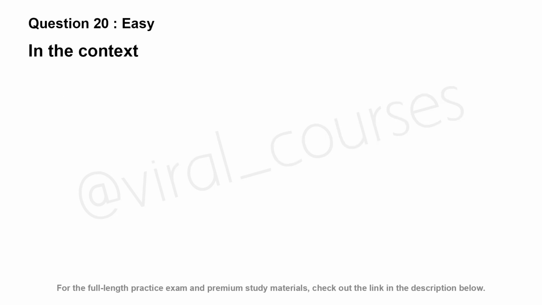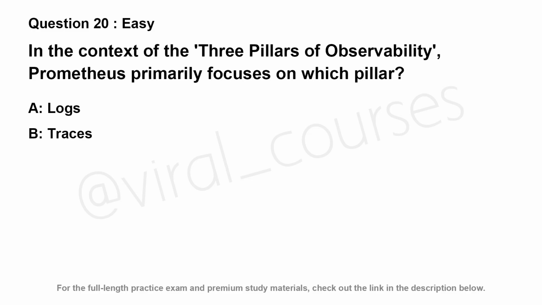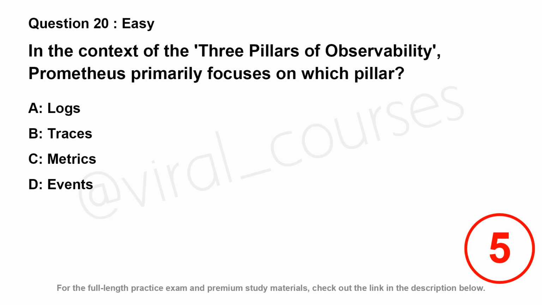In the context of the 3 pillars of observability, Prometheus primarily focuses on which pillar? Option A, logs. Option B, traces. Option C, metrics. Option D, events.